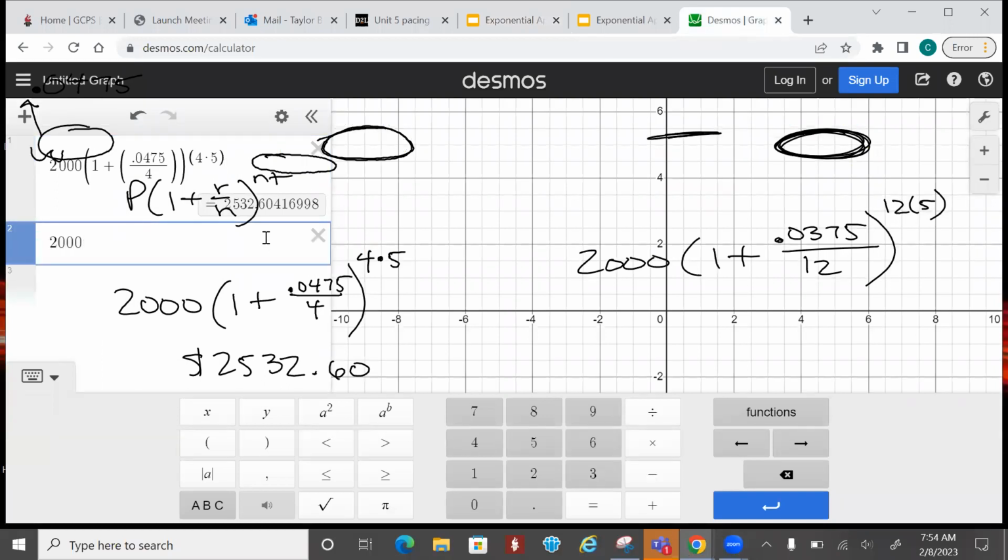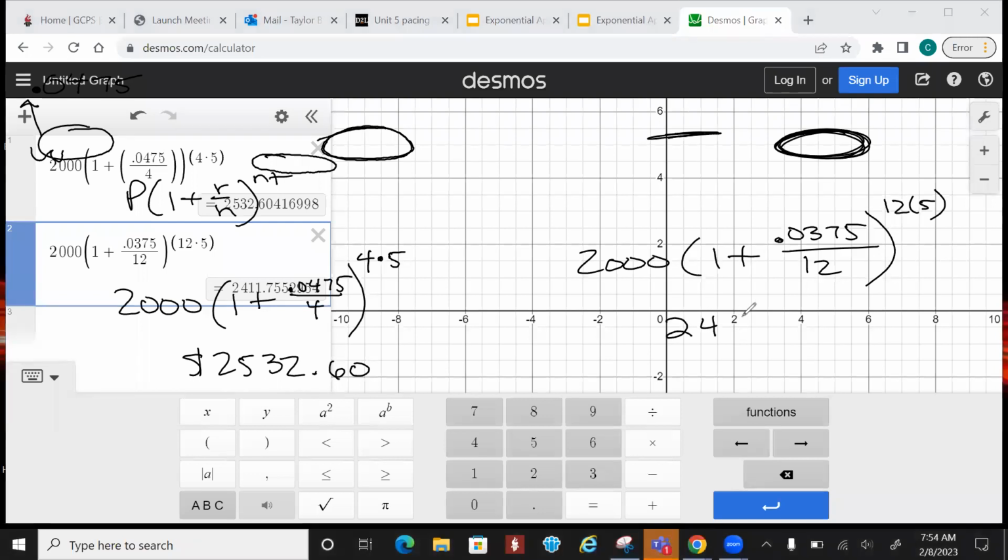So 2,000 times 1 plus 0.0375. We're dividing it by 12. And we're going to raise it to 12 times 5. And that's going to give us $2,411.76.